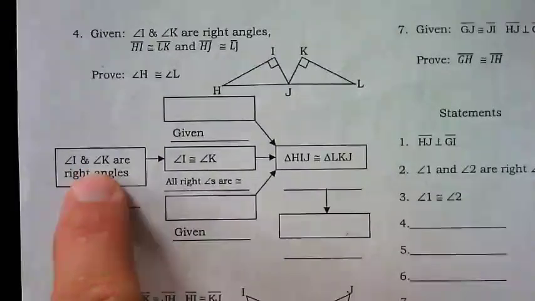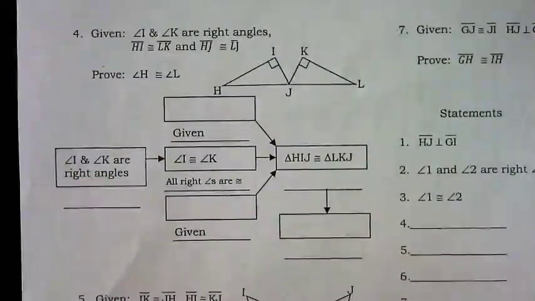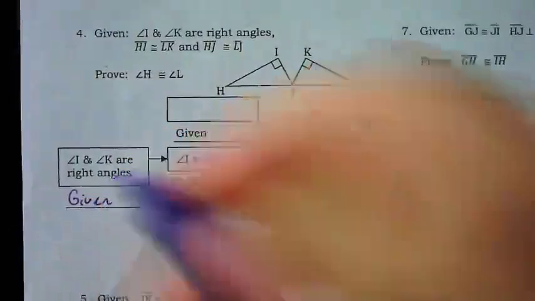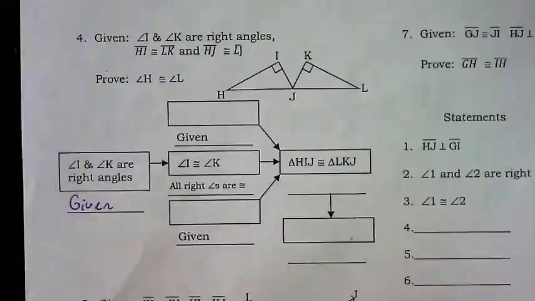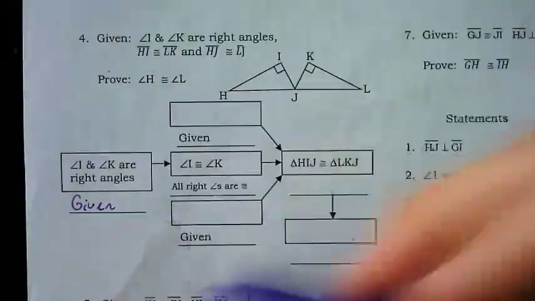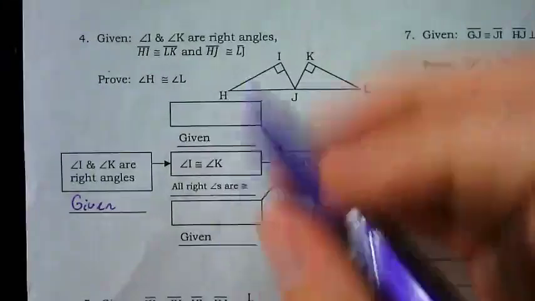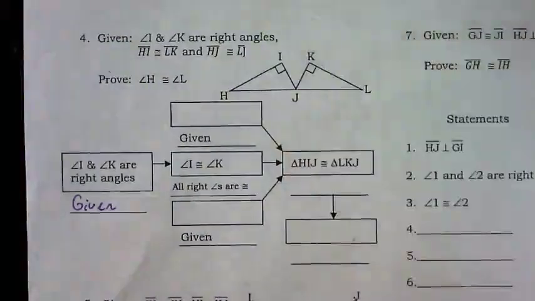So guess what? That's also given, right? So this was a given statement. The other 2 given statements weren't written down anywhere, but the reasons of given were here. So these 2 blanks had to be these other 2 things.